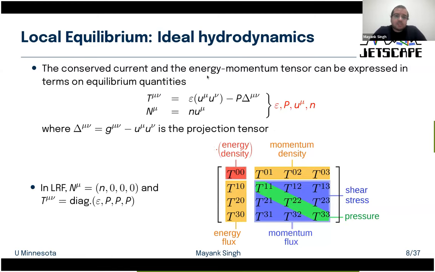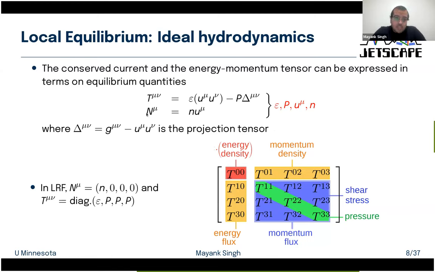So how does the energy momentum tensor look? These energy momentum tensors can be expressed in terms of equilibrium quantities. So this is how the energy momentum tensor is defined. This is the energy density and pressure, flow velocity, and delta mu nu is what's called the projection tensor. This is just the metric tensor.